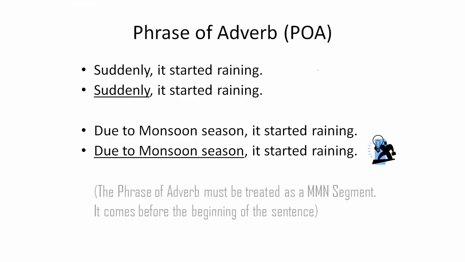ఓకే, లెట్స్ సీ హియర్. సో దిస్ ఈజ్ హౌ ఇట్ లుక్స్. సడన్లీని ఎట్లా అండర్లైన్ చేస్తున్నామో డ్యూ టు మాన్సూన్ సీజన్ని కూడా అలానే సెగ్మెంట్స్గా అండర్లైన్ చేయాలి. ఓకే, ద ఫ్రేస్ ఆఫ్ అడ్వర్బ్ మస్ట్ బి ట్రీటెడ్ యాజ్ ఎ మెయిన్ సెగ్మెంట్ అండ్ ఇట్ కమ్స్ బిఫోర్ ద బిగినింగ్ ఆఫ్ ద సెంటెన్స్. రైట్ దిస్ స్లైడ్ అండ్ ద ఎగ్జాంపుల్స్ ఇన్ యువర్ నోట్స్ అండర్ ఫ్రేస్ ఆఫ్ అడ్వర్బ్.